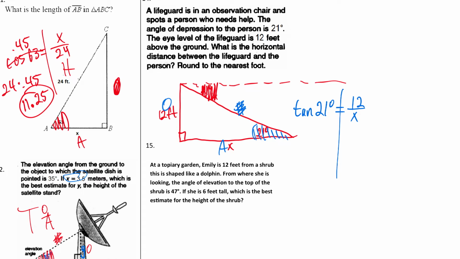Tan of 21 is 0.38. And since the x is on bottom, I'm dividing. So 12 divided by 0.38 tells me 31.58, not degrees, 31.58 feet.